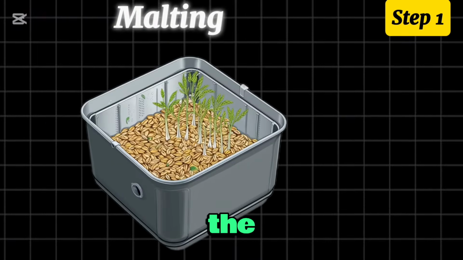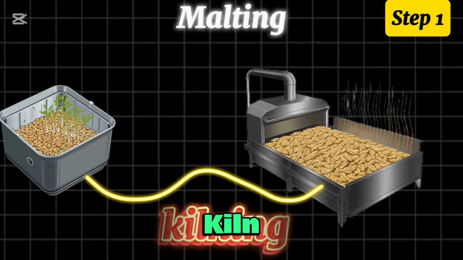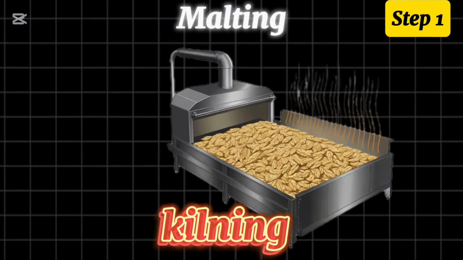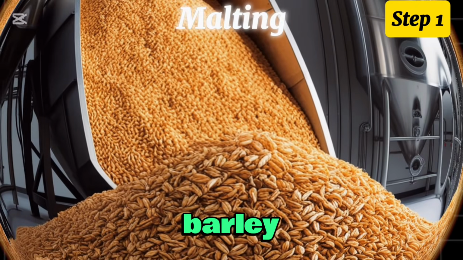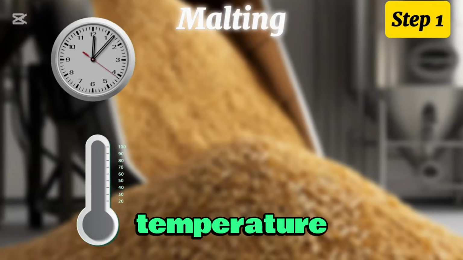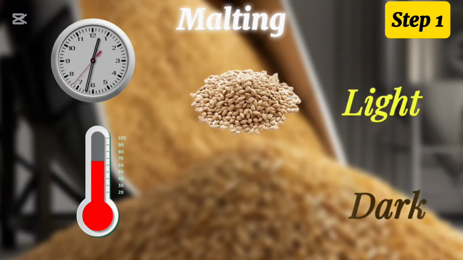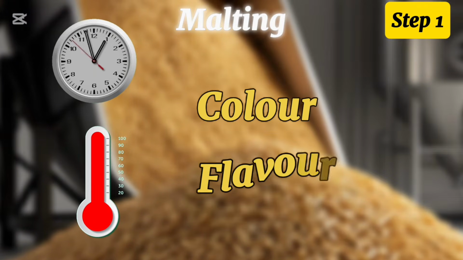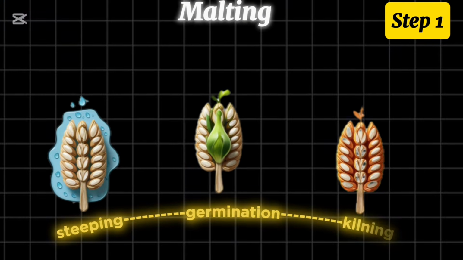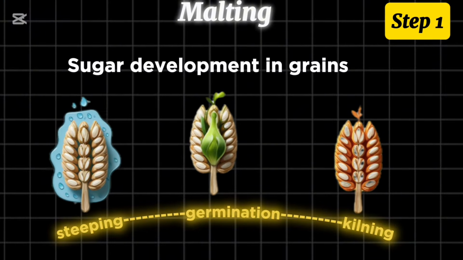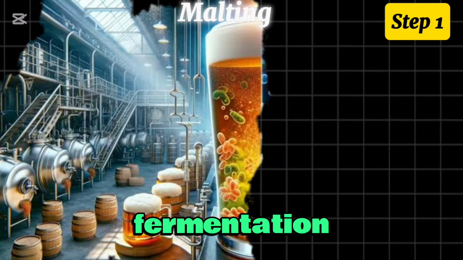After this, the germinated grains are dried in a kiln, stopping the germination process. The result is malted barley, and depending on the roasting time and temperature, the malt can be light or dark, which will affect the beer's color and flavor. The malting process also develops the sugar content of the grains, which is crucial for fermentation later.